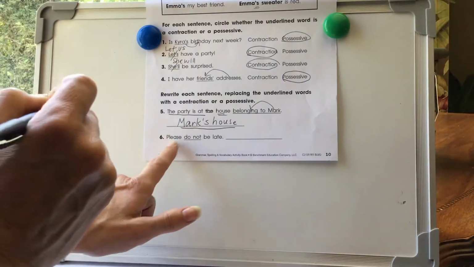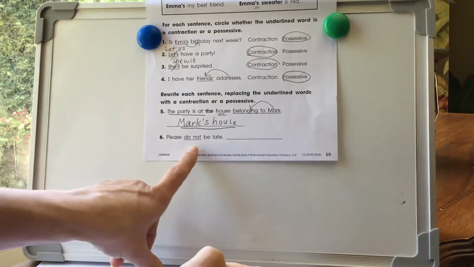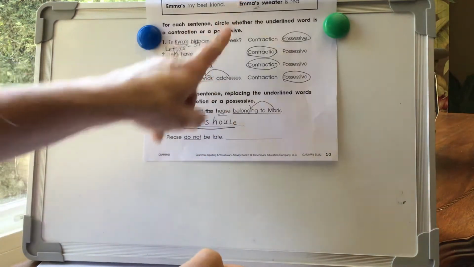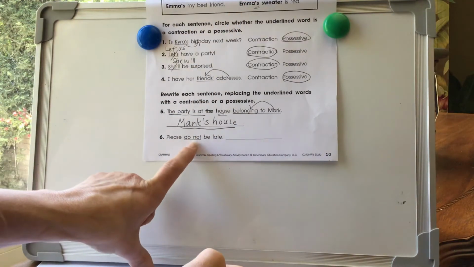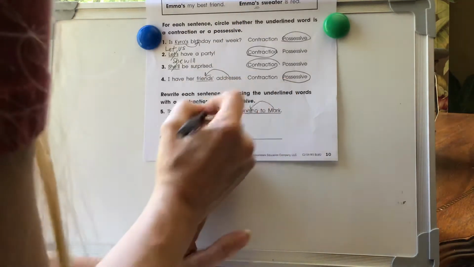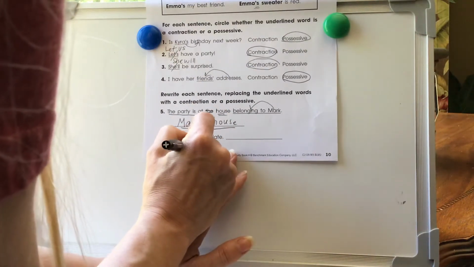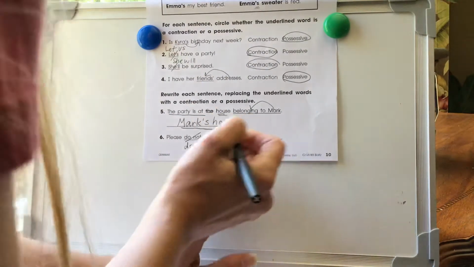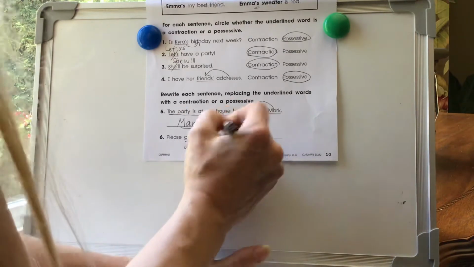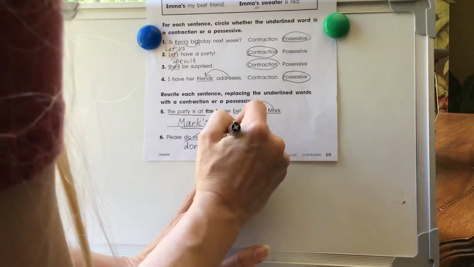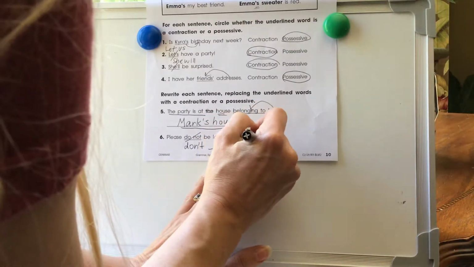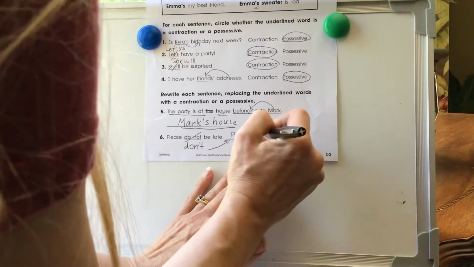Okay? Please do not be late. Well, this isn't going to be ownership because we don't have possession, but we can make this into a contraction. So that becomes don't. D-O-N apostrophe T. Please don't be late. So you can write the whole sentence on here. So please. This line is definitely not long enough.